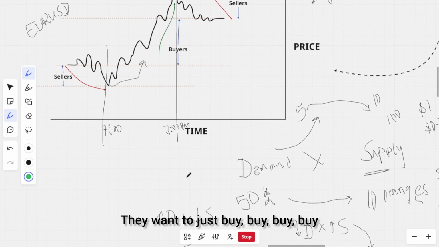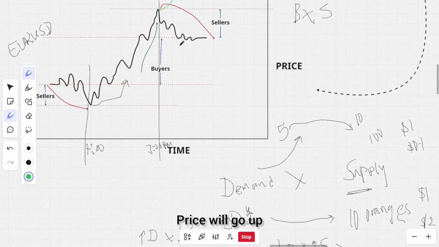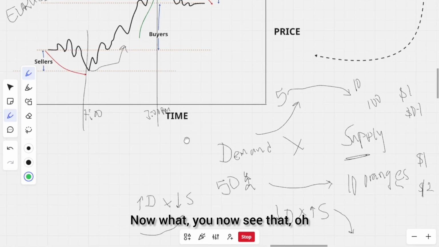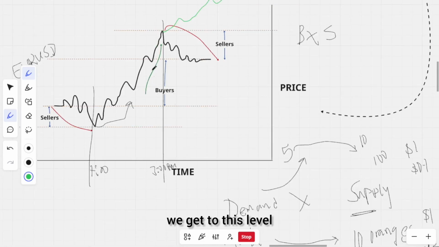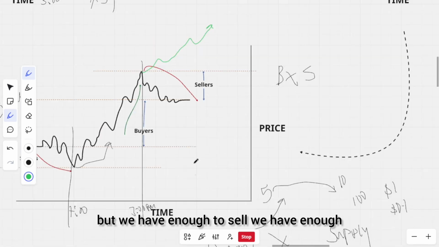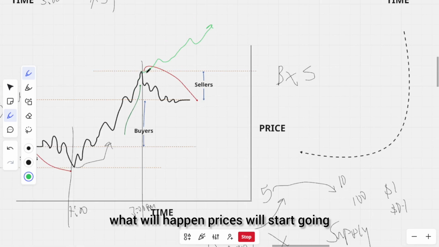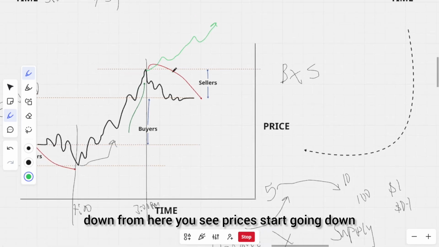They want to just buy. Now, if there was lesser supply, what will happen? Price will go up. Now, what you see is that we get to this level, and they start seeing that demand is going down. People are now seeing it's too expensive, but we have enough to sell. We have enough to sell to you guys, but nobody's interested. What will happen? Price will start going down from here. You see, price will start going down.